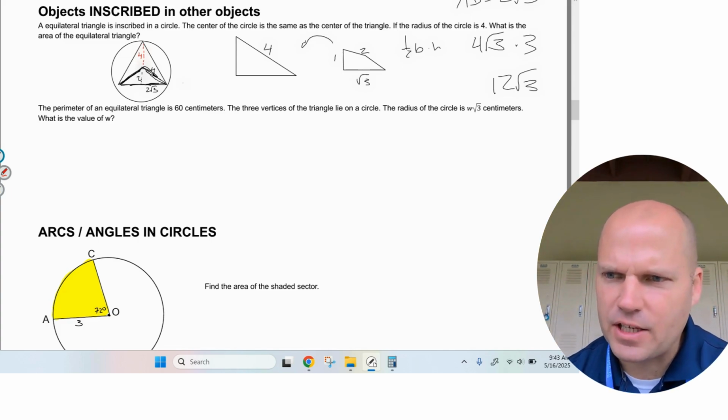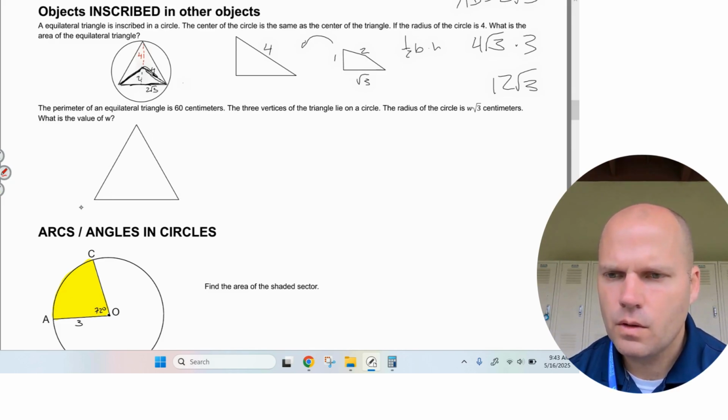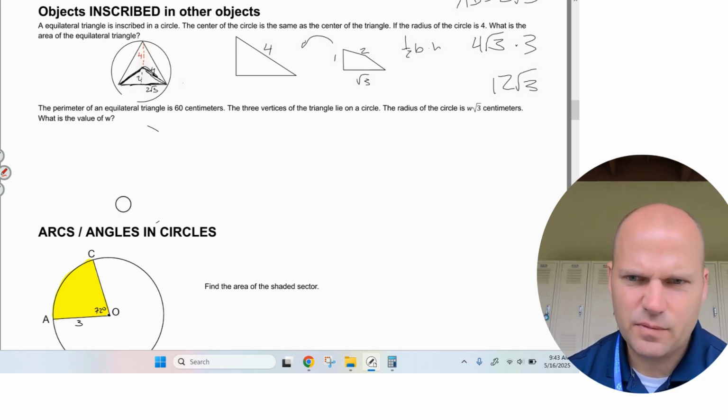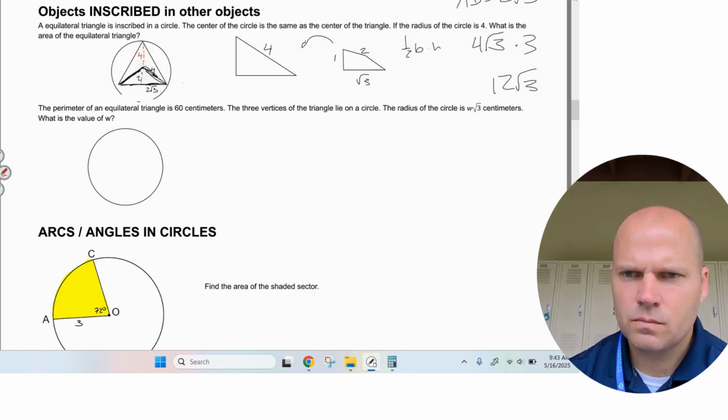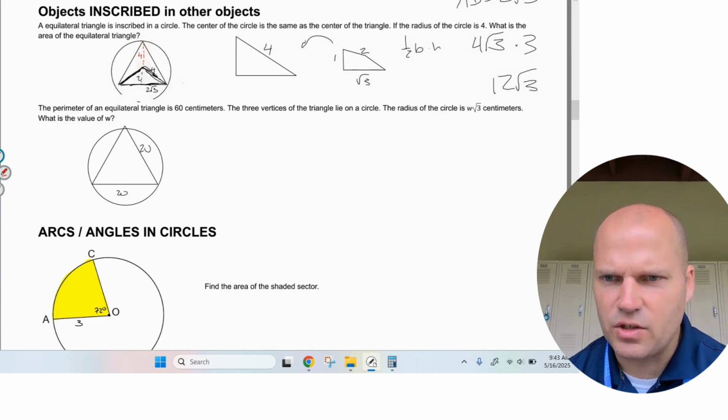And the next question is very similar. I think I've got to draw the circle, then the triangle. I don't know how to do this. There you go. The perimeter is 60, which means each of these sides is 20, which means half of the side length is 10.